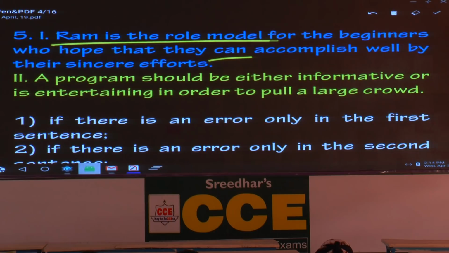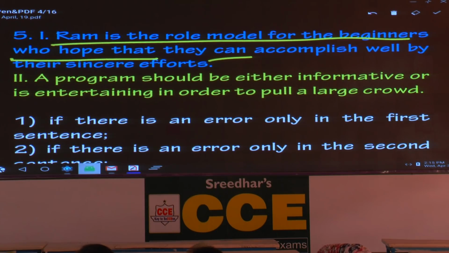First clause, Ram is a role model for the beginners. Then after that, who hope that they can accomplish. Helping verb can. They can accomplish how? What is the word you're getting? Well. Which part of speech? Adverb. So do you think it is right or wrong?